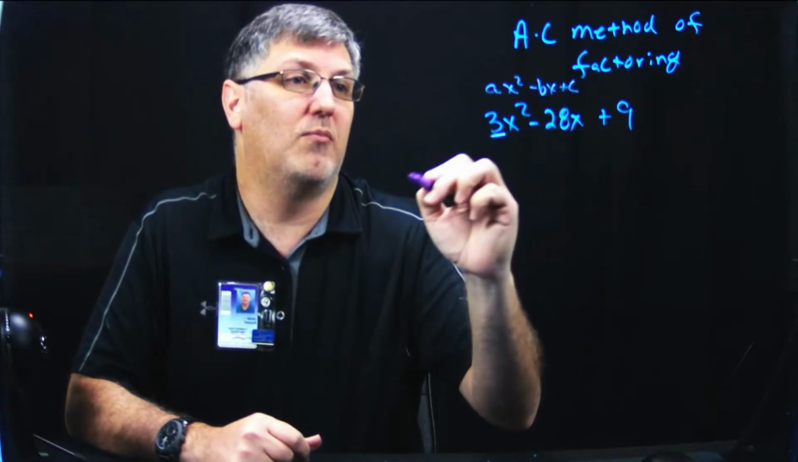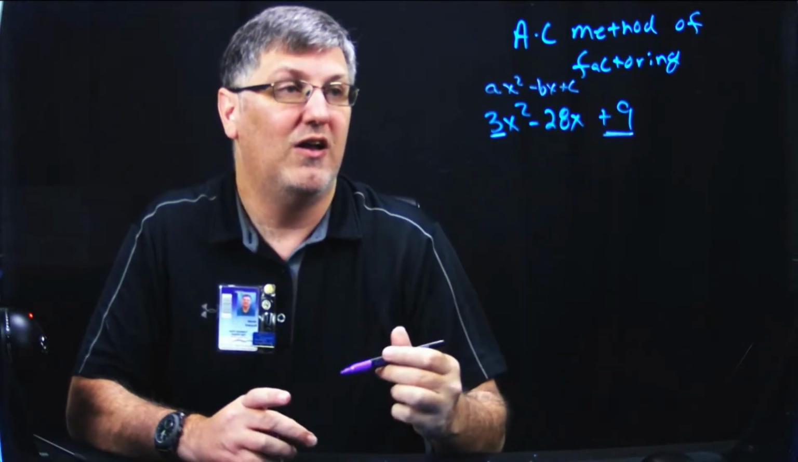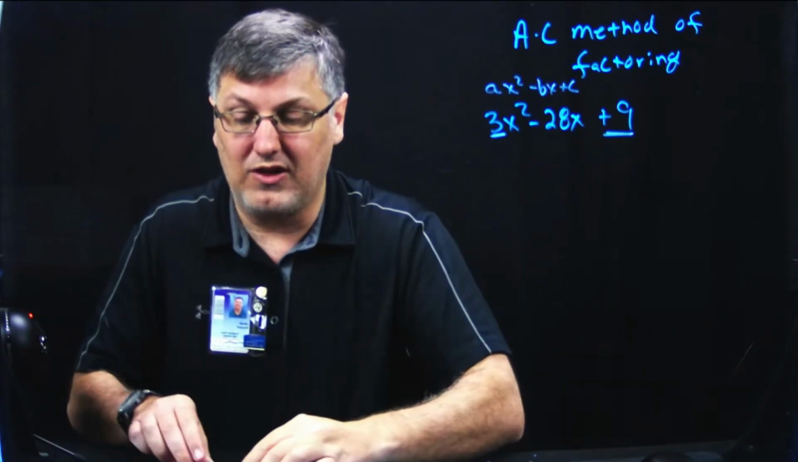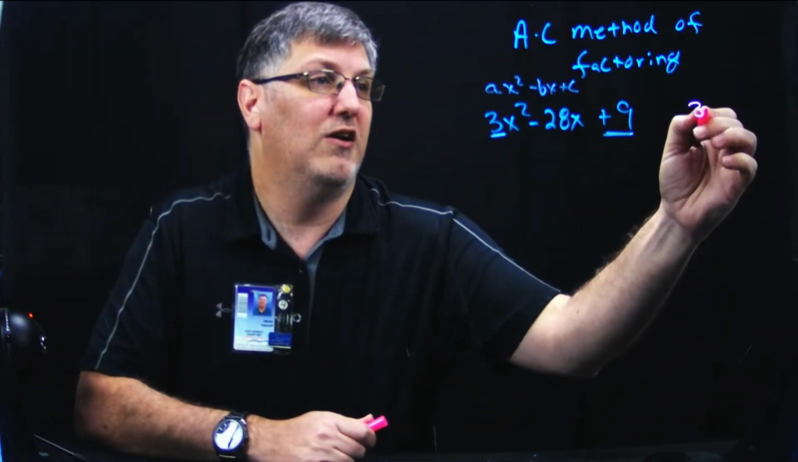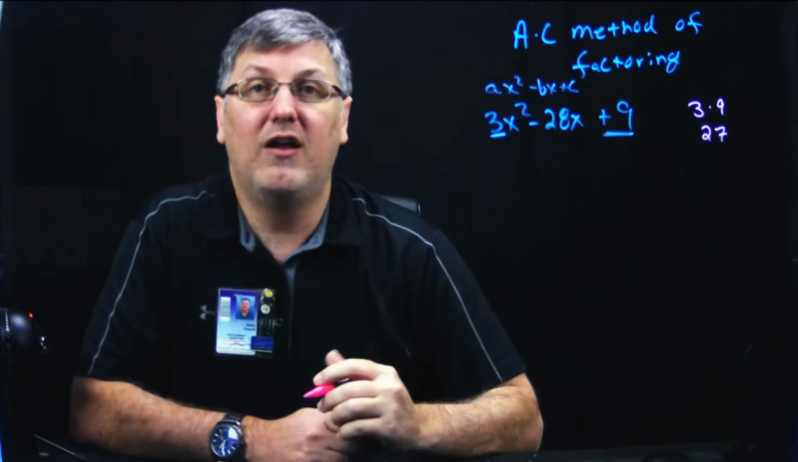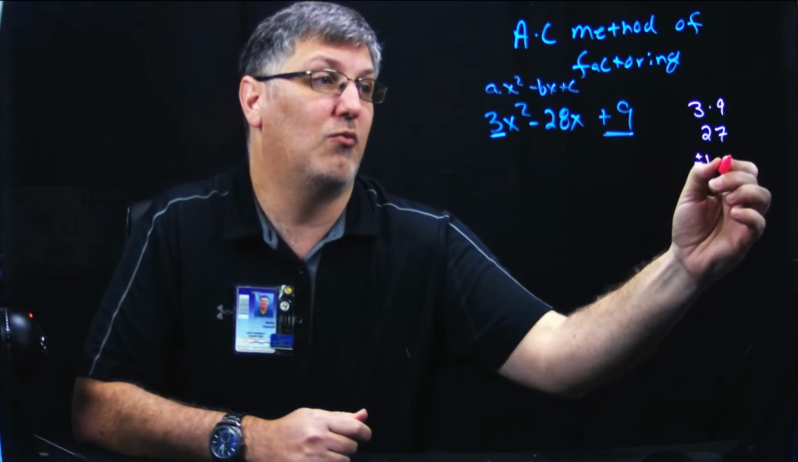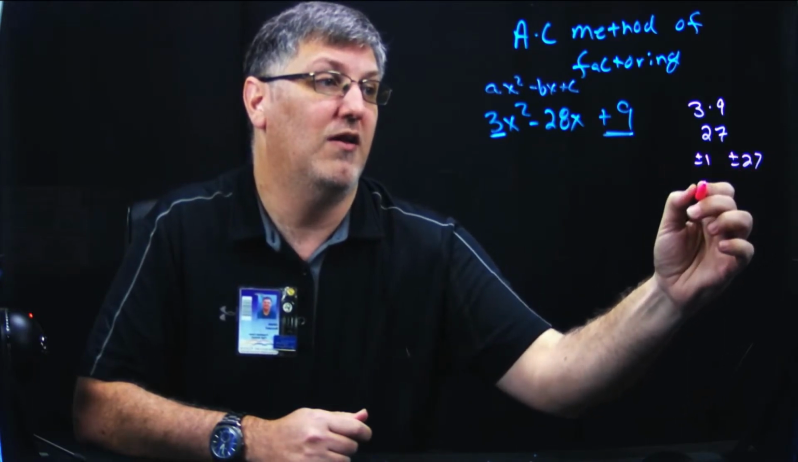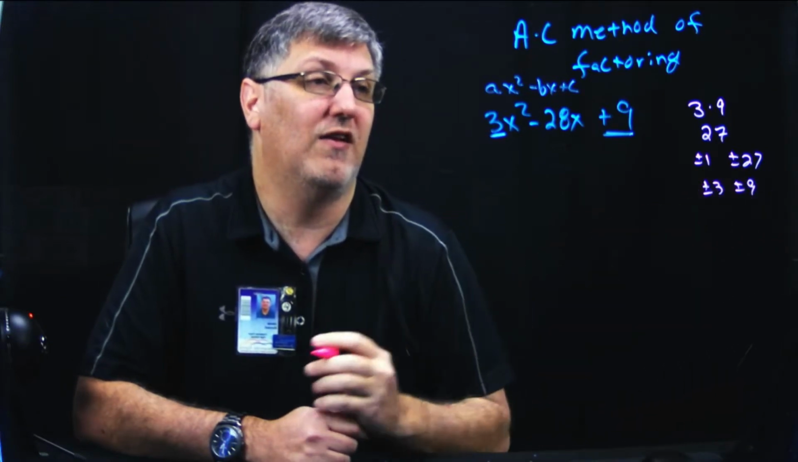My a is the number in front of my x squared, and my c is the constant at the end. What we're going to do is multiply these. So we're going to do 3 times 9, and this gives me 27. I am then going to list all of the factors of 27, which gives me plus or minus 1, plus or minus 27, plus or minus 3, plus or minus 9, and that's it.